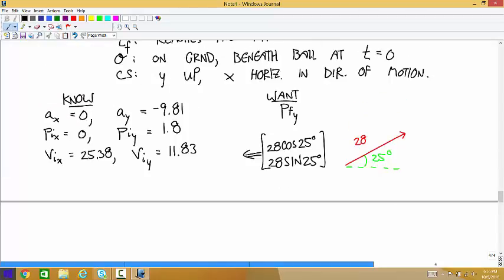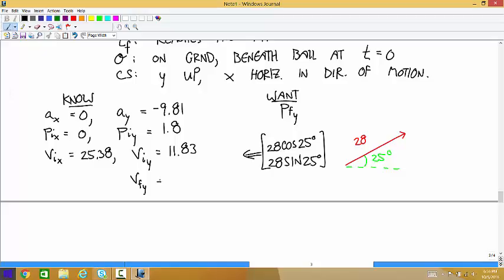And we don't know anything. Oh, that's not true. We do know something about the final velocity. Highest point, so that means we're going to use the fact that the y component of velocity is 0. So VFY is equal to 0.